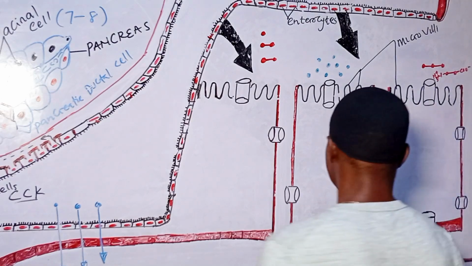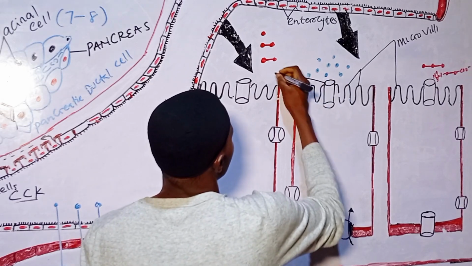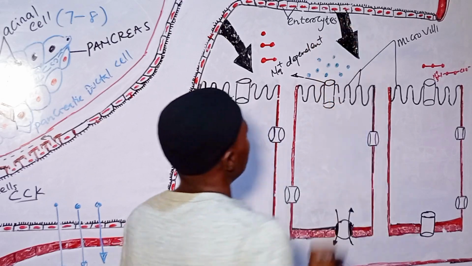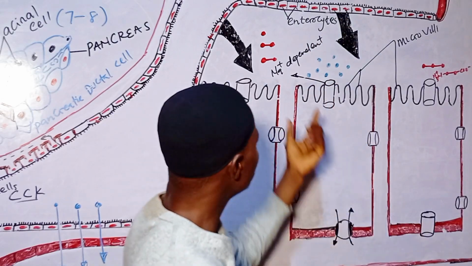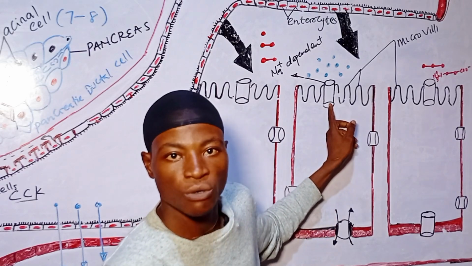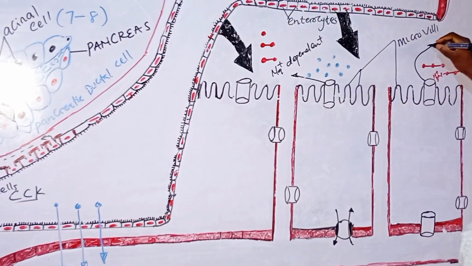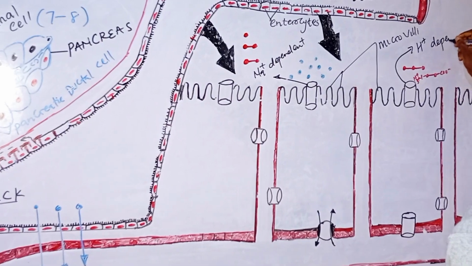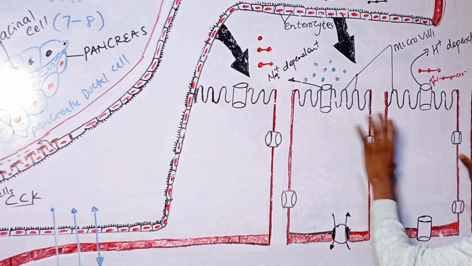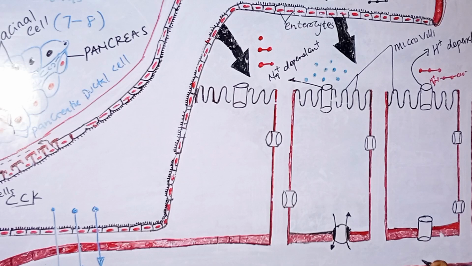So first, I want you guys to understand that this particular transporter here, I'm going to call it the sodium dependent amino acid transporter. I'm calling it sodium dependent because this particular transporter depends on what? On sodium ion concentration, right? Then at the same time, I'm going to call this other one the hydrogen ion dependent amino acid transporter. So these are the two special types of transporters that I'm going to talk about: the sodium dependent transporter and the hydrogen ion dependent transporter.